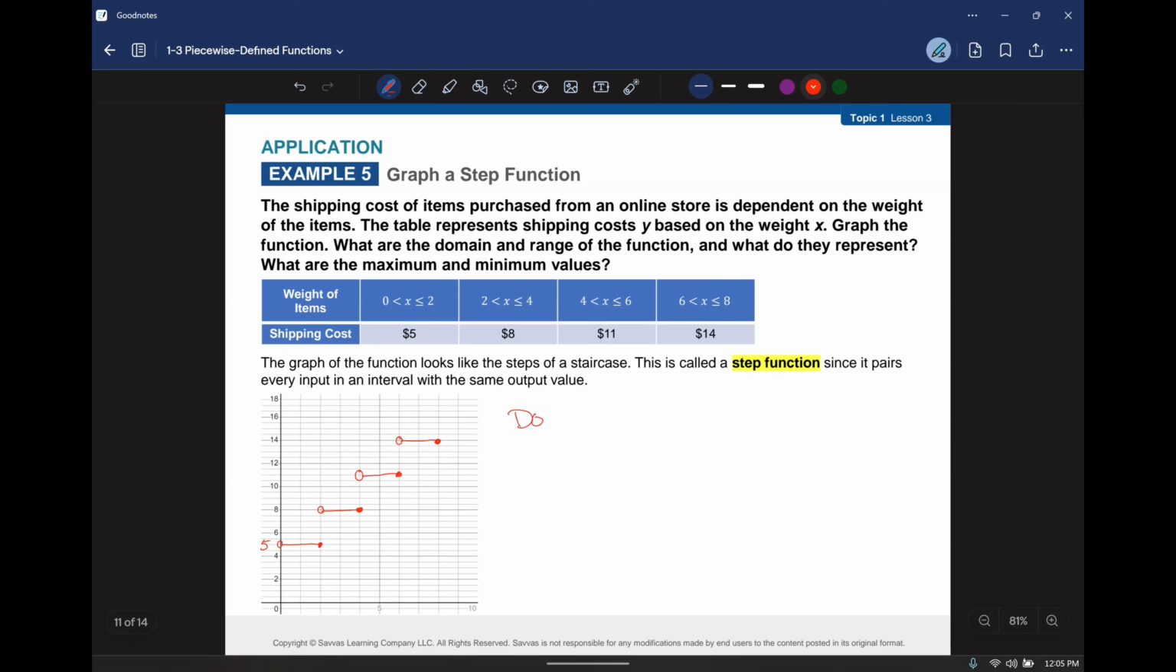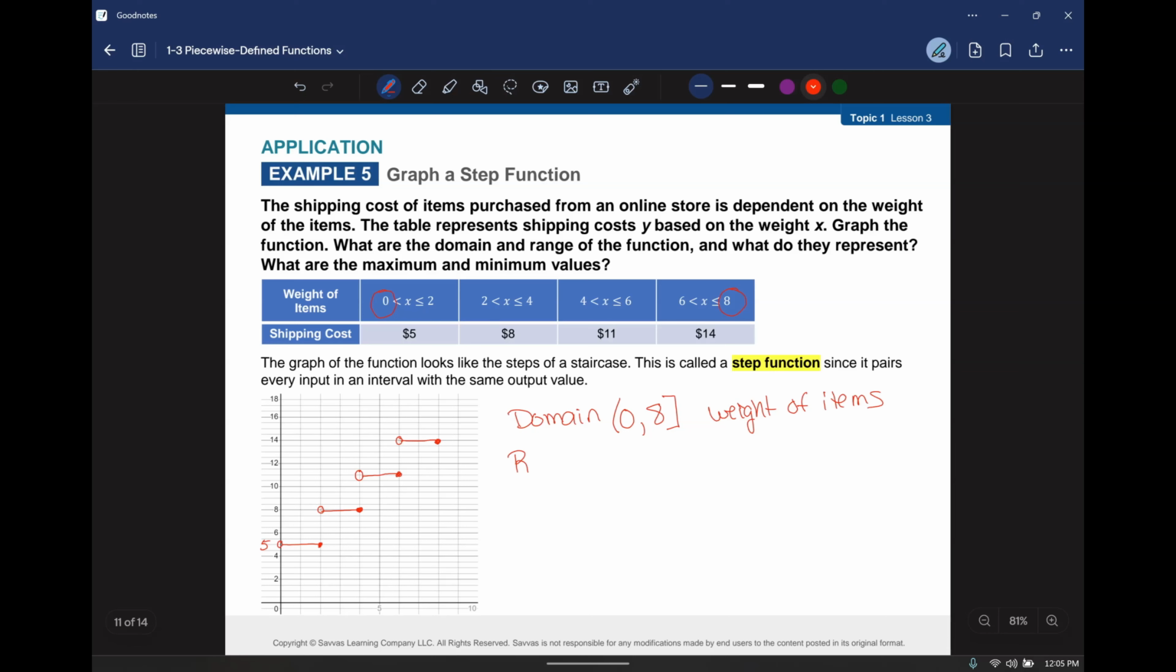So what the domain means is, well, those are my x values. That represents the weight of my items shipped. So it can be all the way from 0 pounds all the way to 8 pounds. So my domain is 0, don't include 0 because you're not going to weigh something that doesn't have a weight, to 8 pounds. So this is the weight of items.